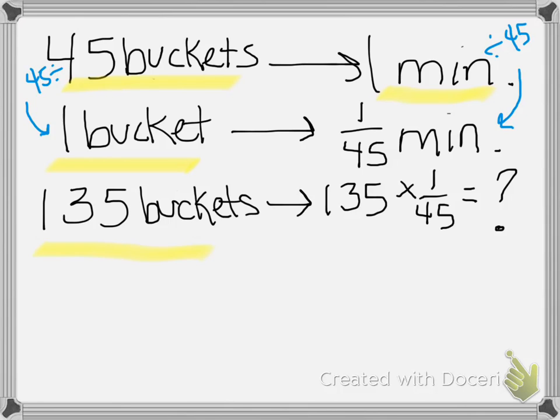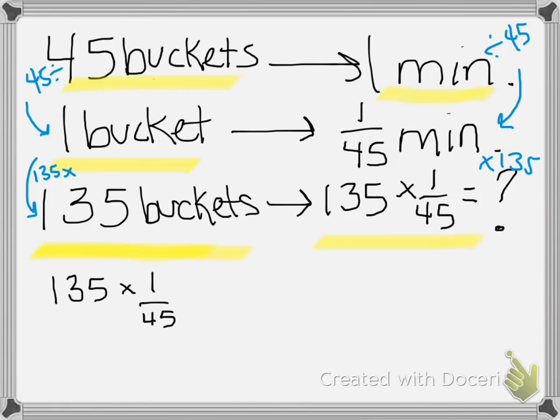Now, we want to know how long it takes for 135 buckets. So, to get to 135, we multiply each side by 135. So, then we get this equation. So again, we have 135 times 1/45 of a minute. So we also know that 135 equals 135 over 1.